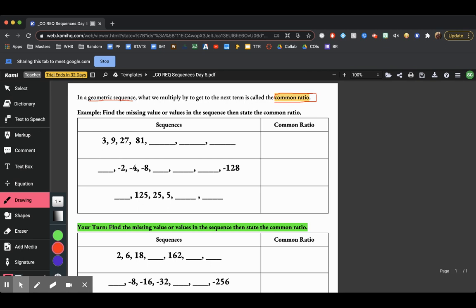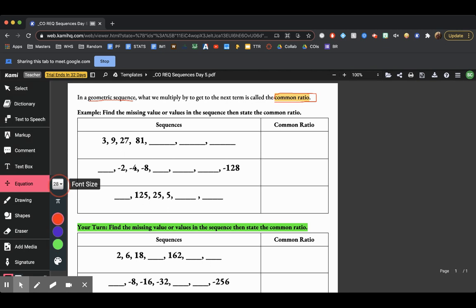In order for us to find the common ratio, we're going to divide. We pick a number and divide it by the previous number. In this case, we can choose 9 divided by 3, or 27 divided by 9, or 81 divided by 27. As a matter of fact, we should do all three just to make sure that we get the same number and the common ratio is the same. So we're going to start with 9 divided by 3.